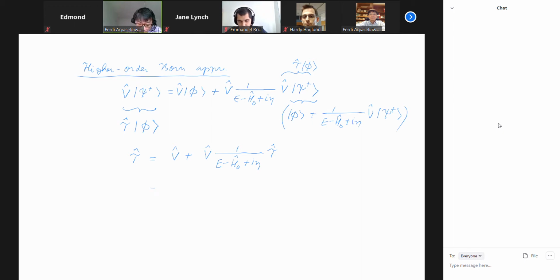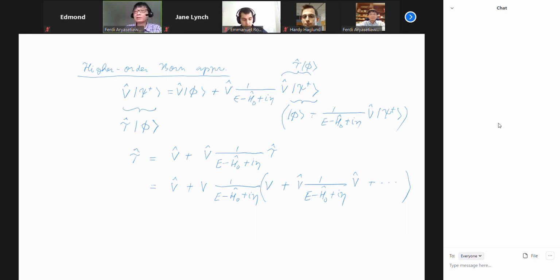So if we iterate this, then we get V, and then plus V, and then so on. So we get the expansion in terms of the potential, the scattering potential.